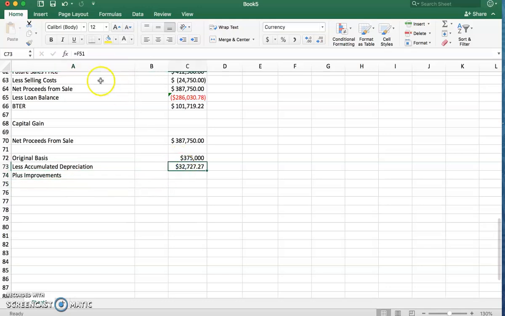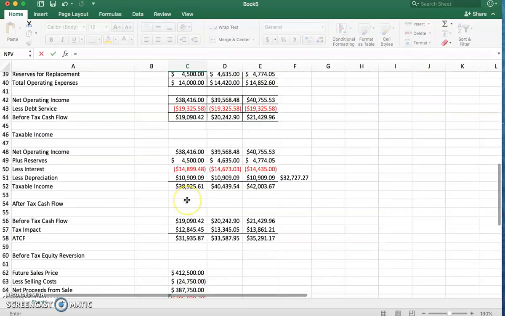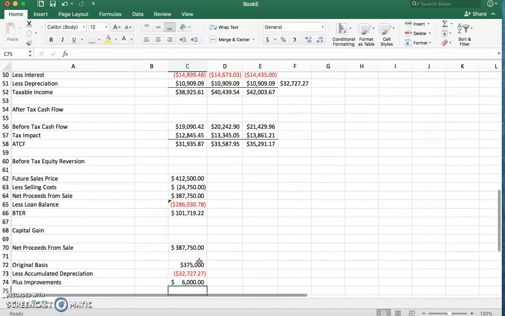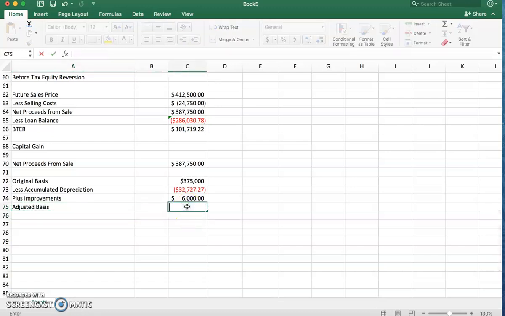Actually, before we do that, let's make this a negative value. Oops. Perfect. Alright, so plus all the improvements. And that was something that we were given actually, but I believe we put in, was it $6,000? Okay, so that's money we've put back in. And the last thing we need is we need to calculate the adjusted basis. So that's just a sum of all these numbers right here. Perfect. Alright, so you can see now the property is actually worth $348,000.